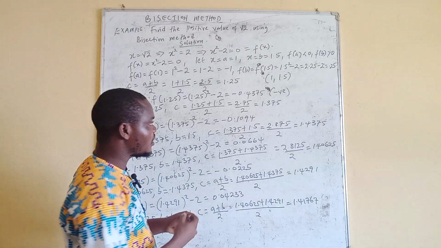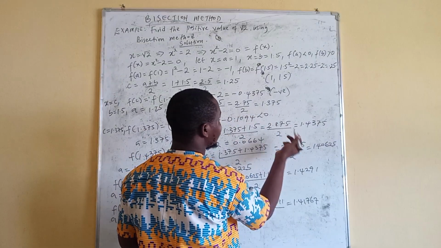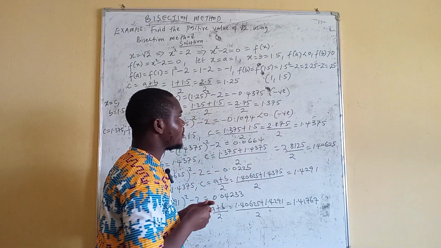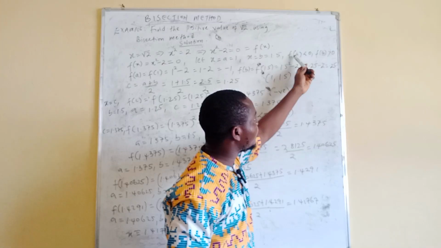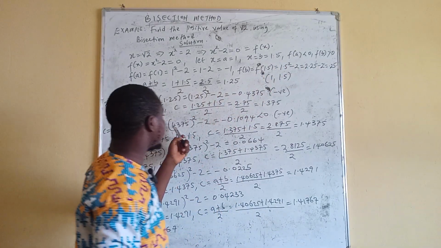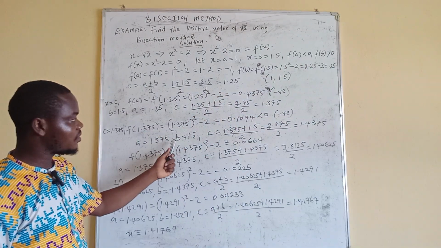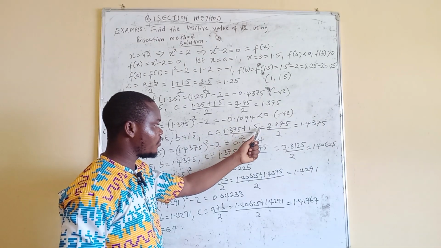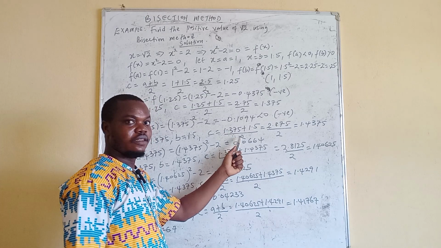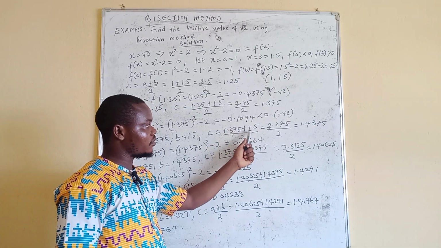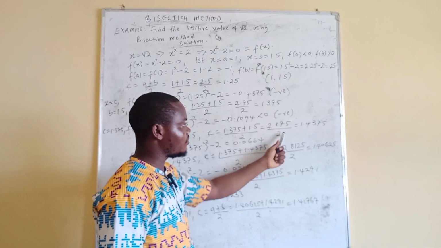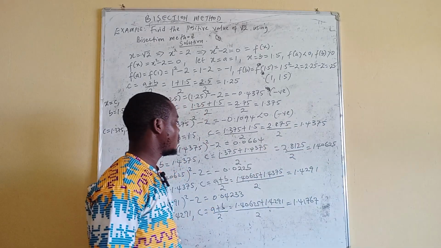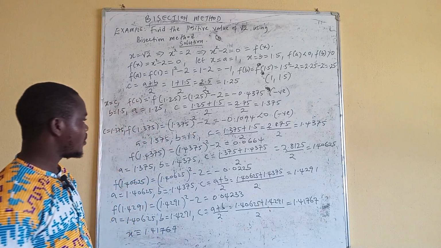Now, is it still less than 0? Or I can say it's what? Negative. So now since it's less than 0, we look at this function. Which of them was less than 0? We see f of a. So the new a will now be 1.375. b still remains 1.5. So our c was 1.375 plus 1.5 divided by 2. Now, 1.375 plus 1.5 is 2.875, divided by 2 is 1.4375. So we now go to check our function again.